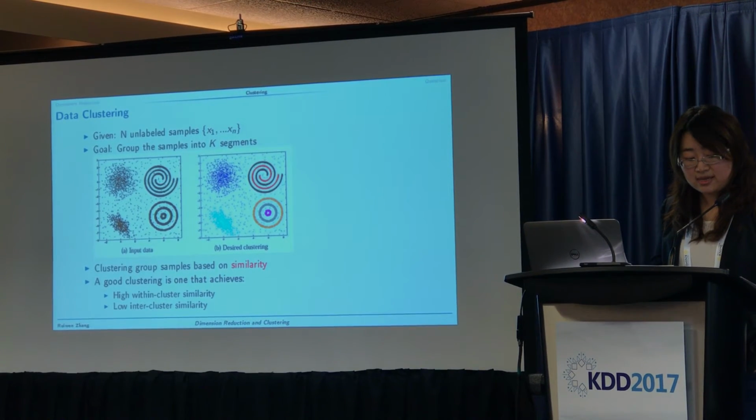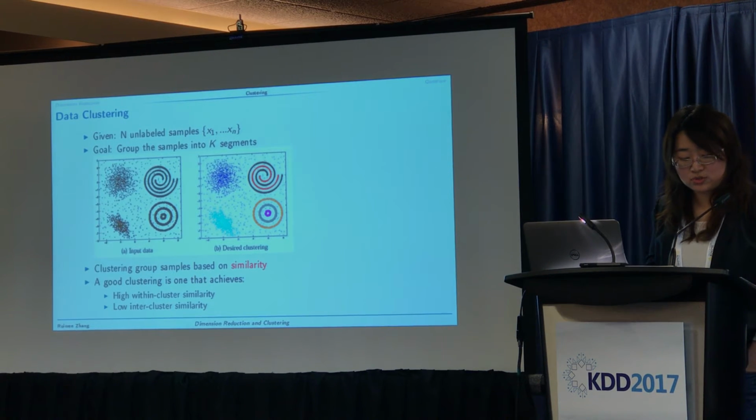Ideally, we would want all the samples in the same cluster to be more similar to each other, but different from the other clusters. So the core of clustering analysis is to define similarity. With a good measure, in terms of high similarity within clusters and low similarity between clusters, we can achieve good clustering.